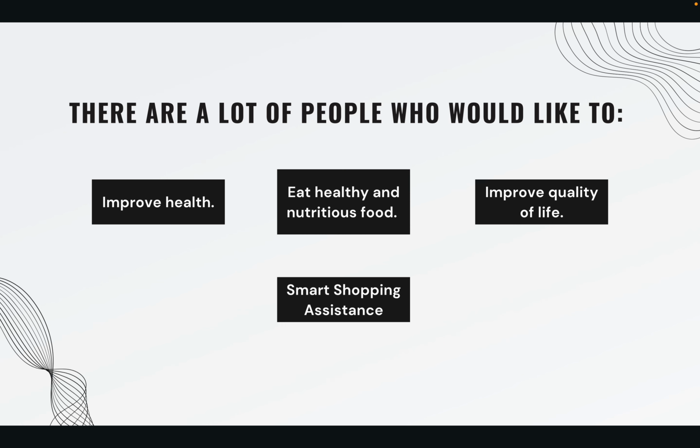When it comes to design considerations, there are four steps in creating this project. First, there are a lot of people who would like to improve their health, to eat healthy and nutritious food, to improve the quality of life, and lastly, to help people when it comes to shopping. So it is a smart shopping assistant.